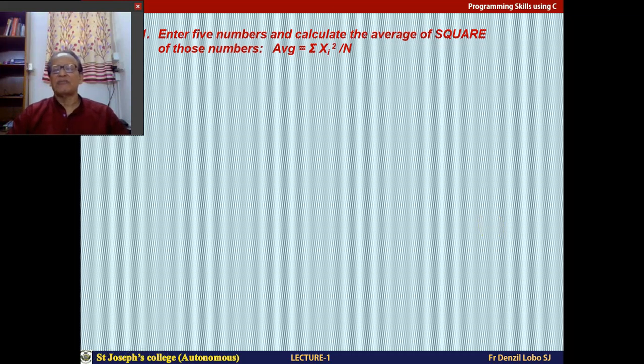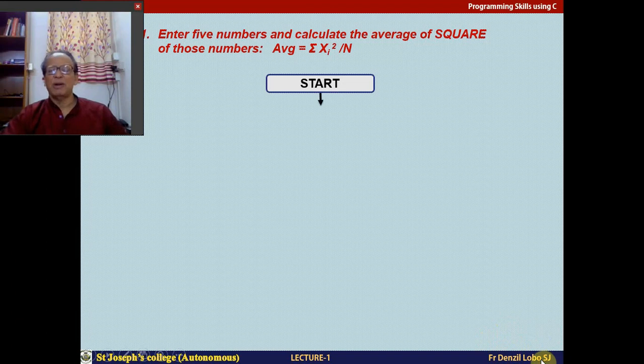Here you have got: enter five numbers and calculate the average of squares of those five numbers. That is sigma xi squared divided by n. We are going to use both these in the next problem, where we are going to find out the standard deviation of 5 numbers. So understanding these two problems is very important. Then it becomes very easy to work out the next problem, which we will be doing during the next session.